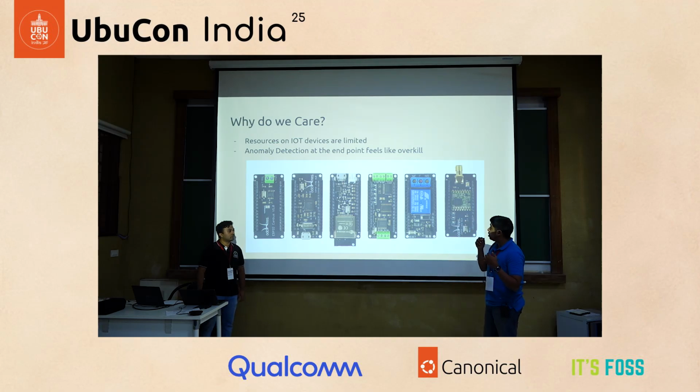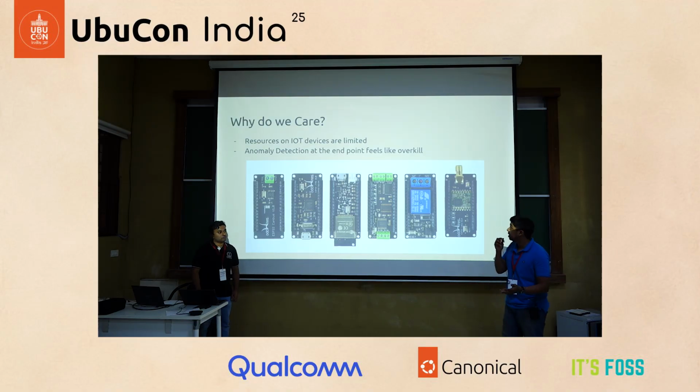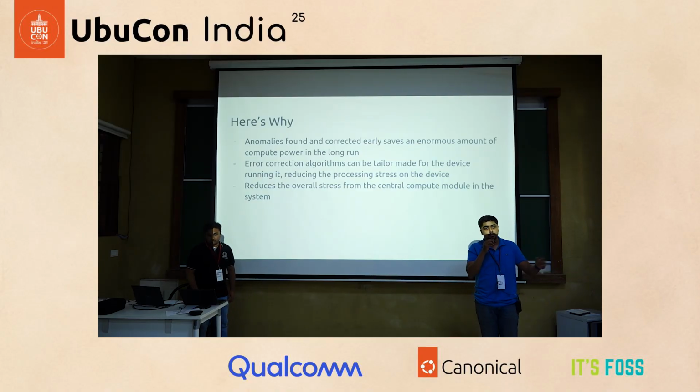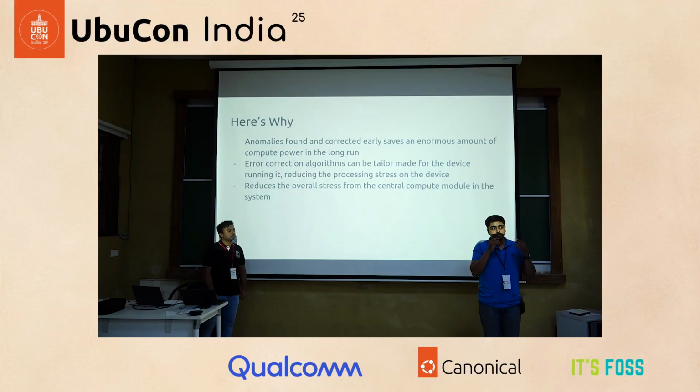And anomaly detection at the endpoint feels like overkill a bit. If you have another anomaly detection pipeline, another system set up just for that, it feels a bit overkill. And it is, because resources on IoT devices, which is usually what you're using at the endpoints, are very, very limited. In actual use cases, it's not very system heavy, you would say. It's very limited.